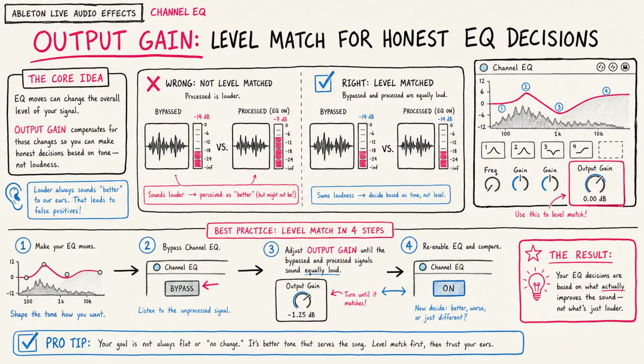The output gain control compensates for any level changes introduced by your EQ moves. This parameter is critical for honest A/B comparison. Without level matching, louder always sounds better to our ears, leading to false positives when evaluating your EQ decisions. Best practice: after making EQ adjustments, bypass Channel EQ and adjust the output gain until the bypassed and processed signals sound equally loud. Then evaluate whether your EQ moves actually improved the sound or just changed it.